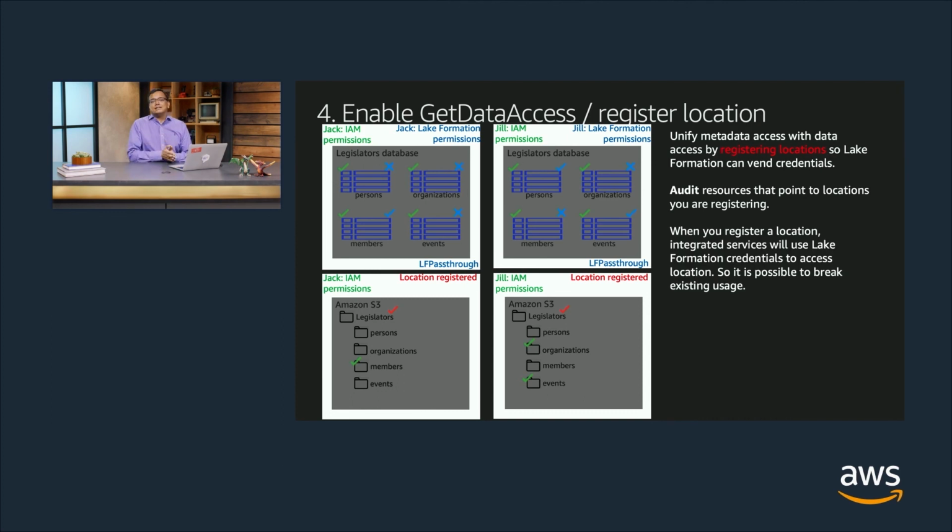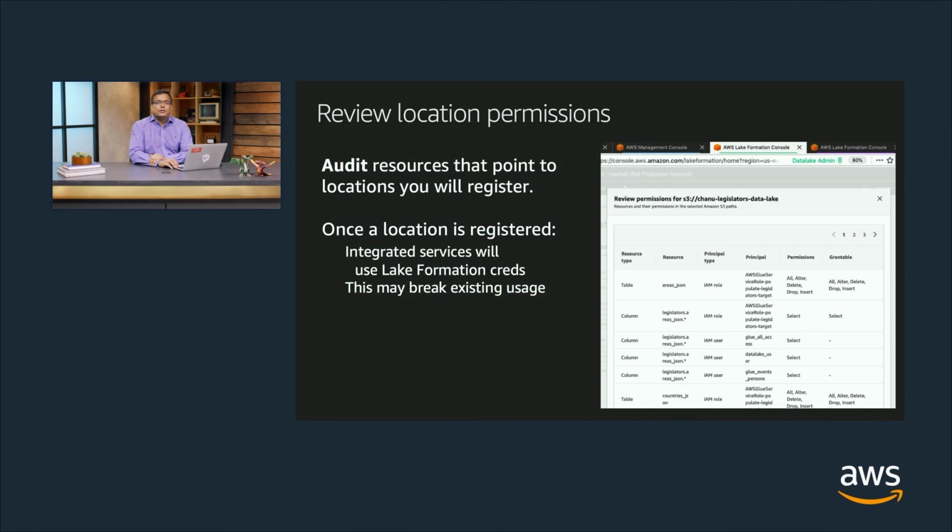we removed the S3 permissions from both Jack and Jill. So what was giving S3 permissions to Jack and Jill was Lake Formation temporary credentials. And in order for them to be able to use those temporary credentials, we gave them get data access permission. I've already shown you how to review location permissions. It's critical that you review location permissions because once a location is registered, integrated services will use Lake Formation credentials. So this may break your existing usage.